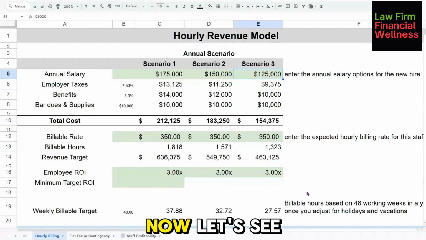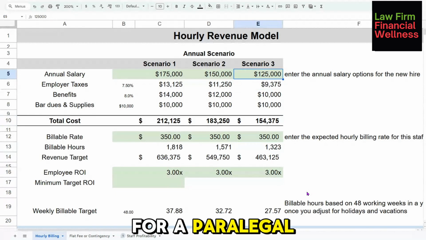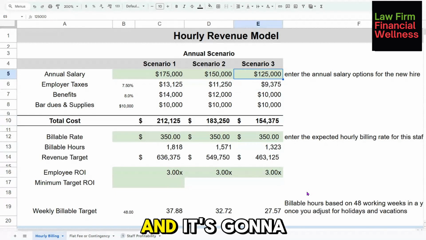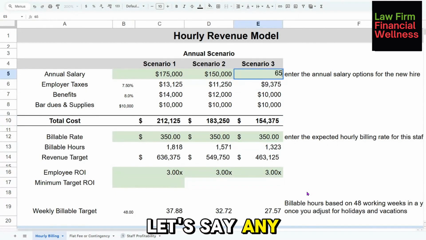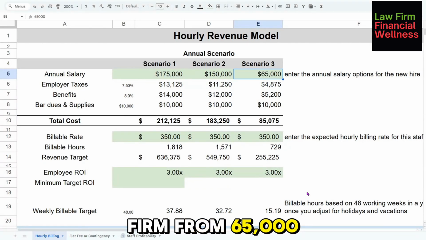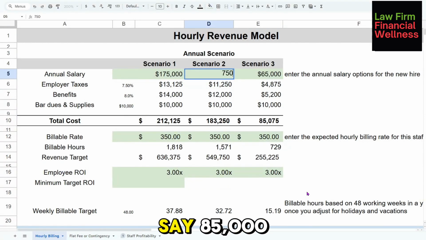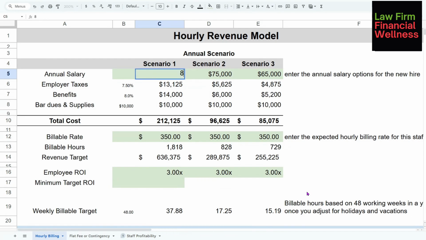Now, let's see a similar thing for a paralegal. Let's say you're hiring a paralegal and it's going to be anywhere from 65,000 all the way up to, let's say, 85,000.